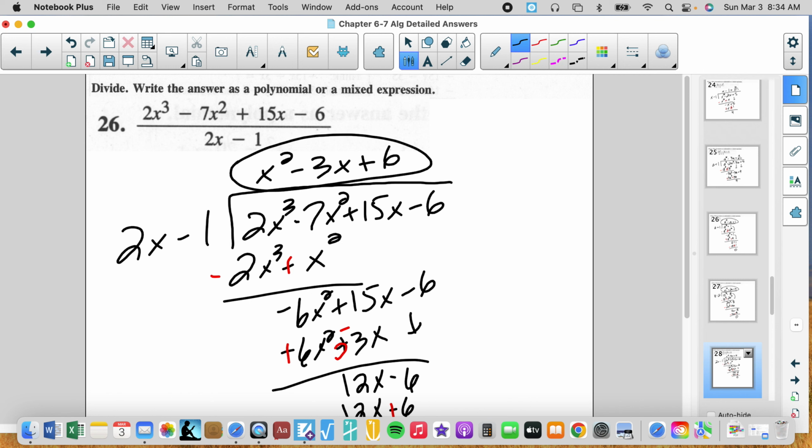I don't think we're supposed to factor those. I don't think, no, we don't have to.